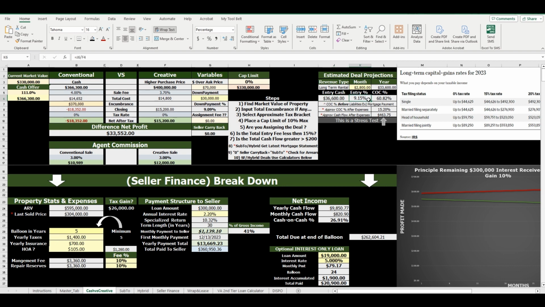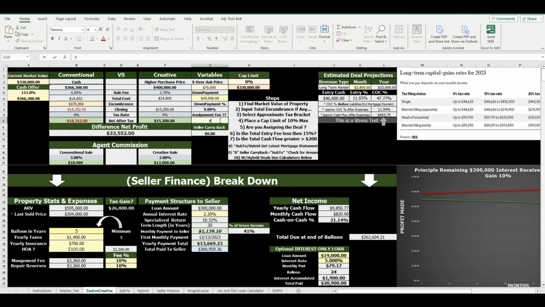Our entry fee is below 10%, which is great, especially if you are deciding to assign the deal. If you are choosing to assign this deal, let's say you're asking for a $10,000 assignment, as long as this total entry fee is below 12%, you can assign your deal. Anything over 12% is going to be a case-by-case scenario.